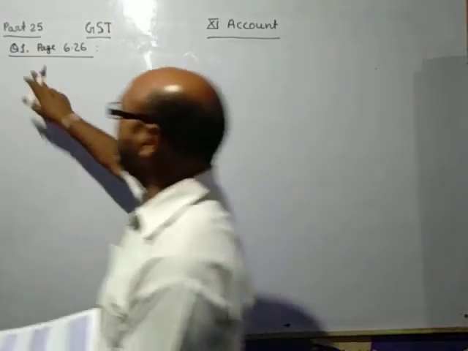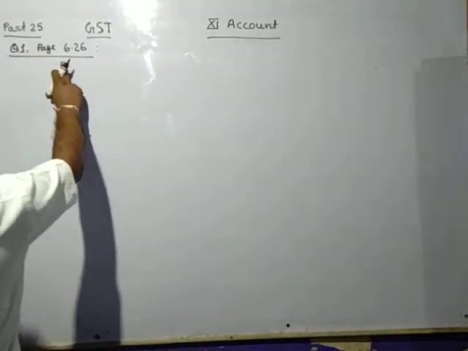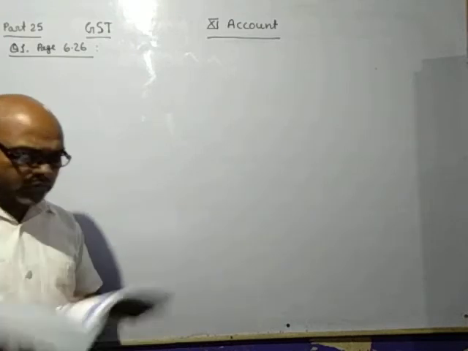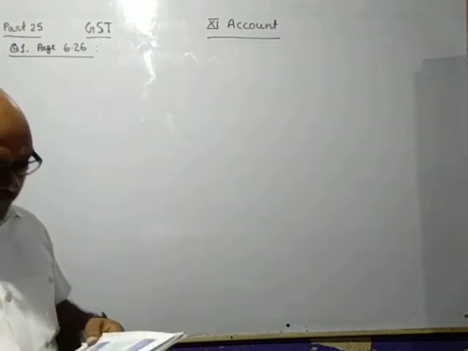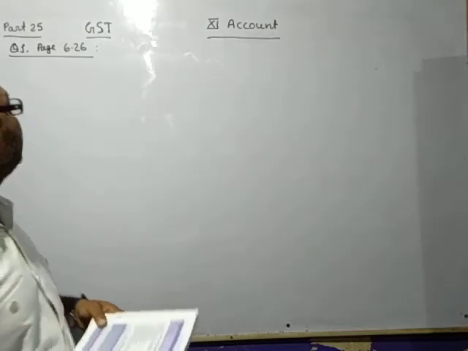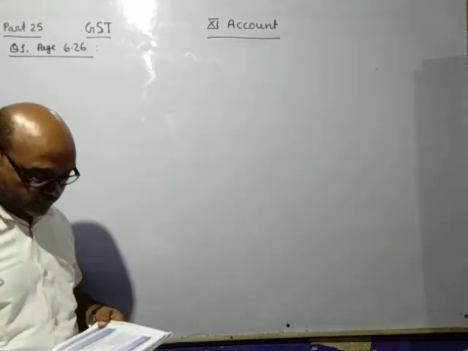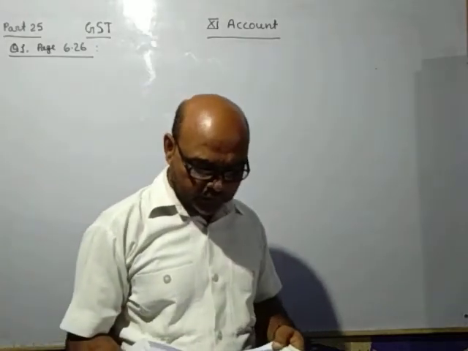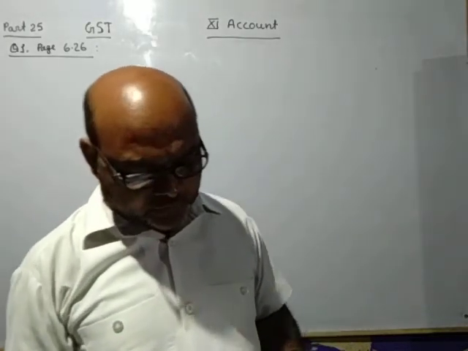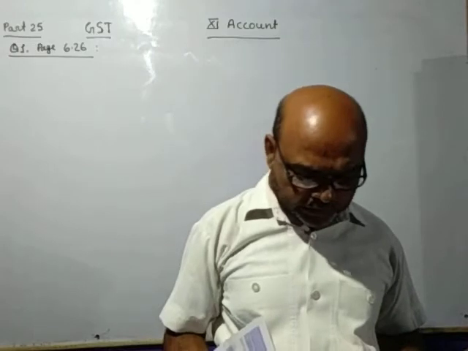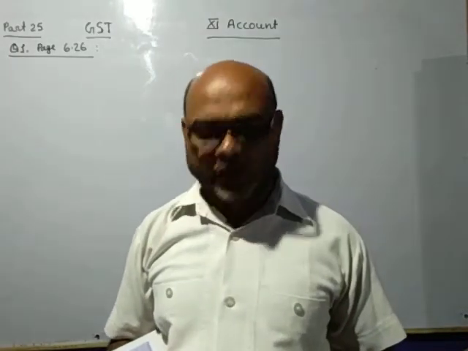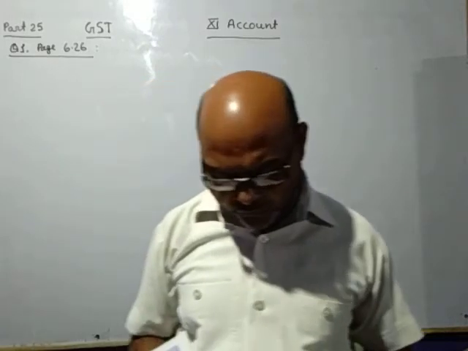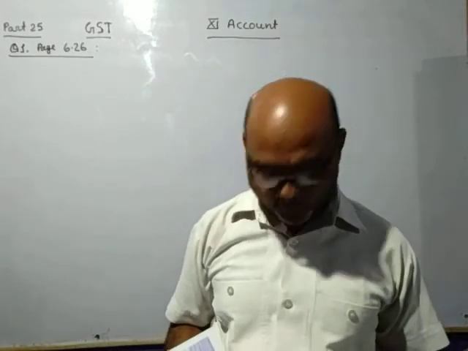See question number 1, page number 6.26. So all of you open the book, page number 6.26, and question number 1. Pass entries in the books of Mukherjee and Sons, assuming all transactions have taken place within the state of Uttar Pradesh. Assume CGST 9% and SGST is also 9%.